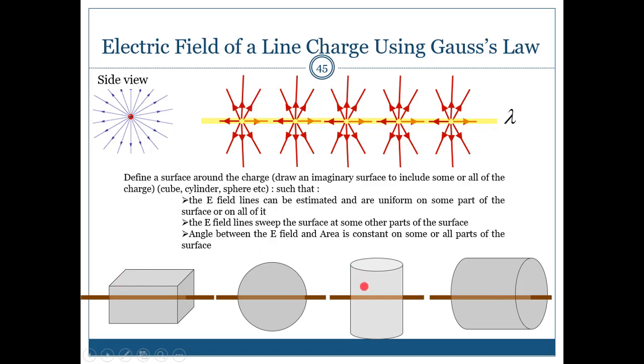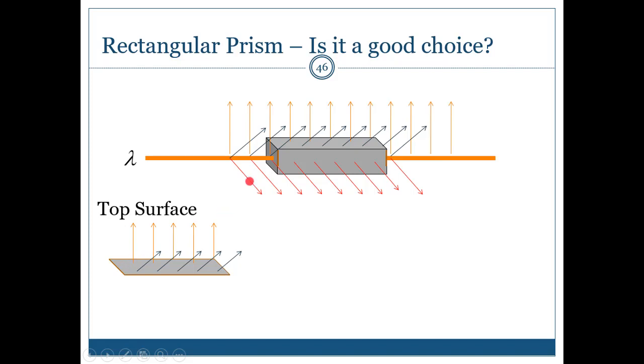So these two kind of look similar. I can look at their top surfaces and make a judgment. Okay, let's do that. So let's put a rectangular prism enclosing some of our line charge. And let's look at one of these surfaces on this rectangular prism. Let's say the top surface.